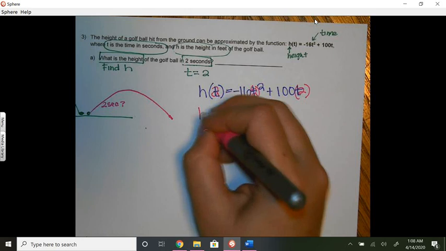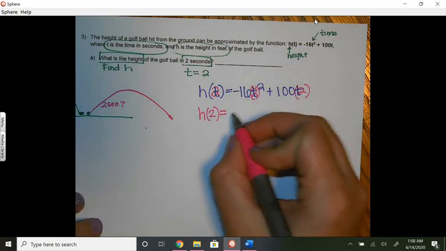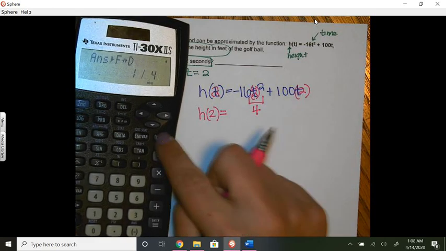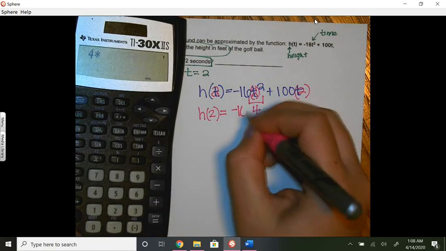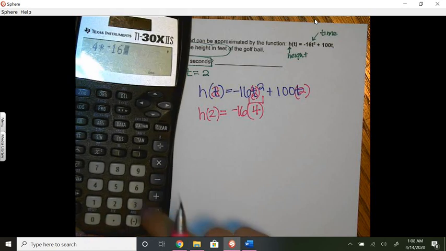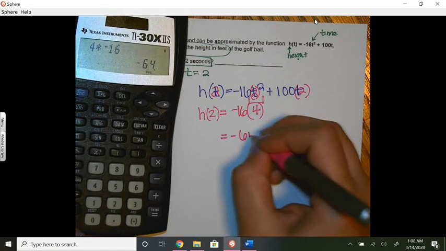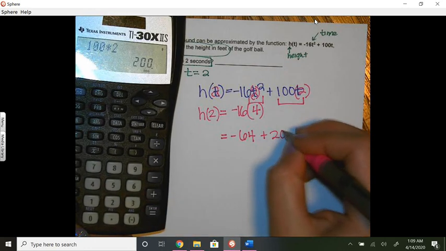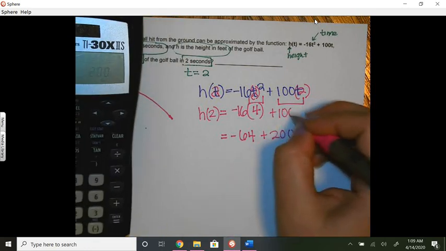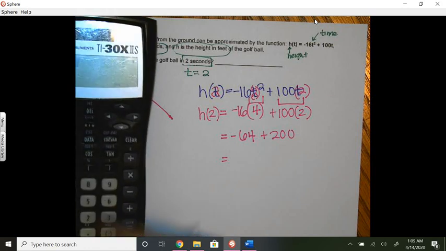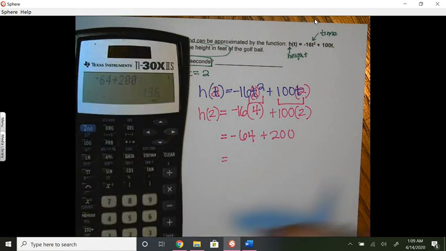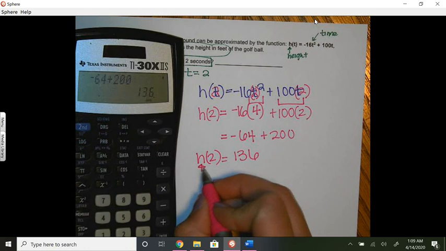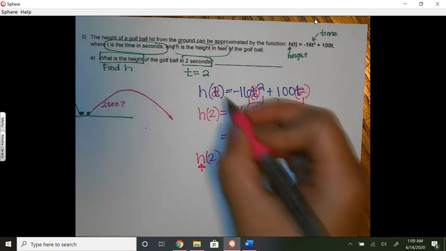So we're not solving anything here. We are just using substitution. So order of operations, we do the exponents first, and then we do 4 times the negative 16 here, which is negative 64. And then we have 100 times 2, and that is positive 200. And then we have negative 64 plus 200. That is 136. So we just found the height. The height is 136 when the time is 2 seconds.